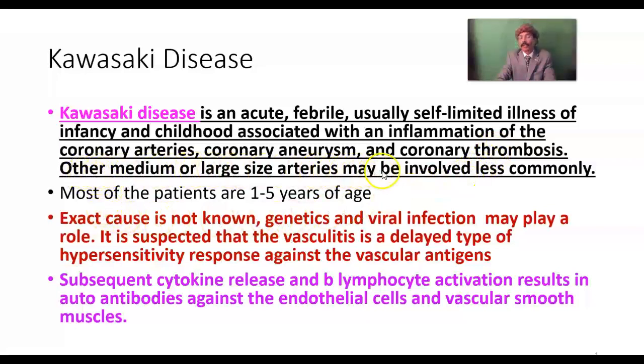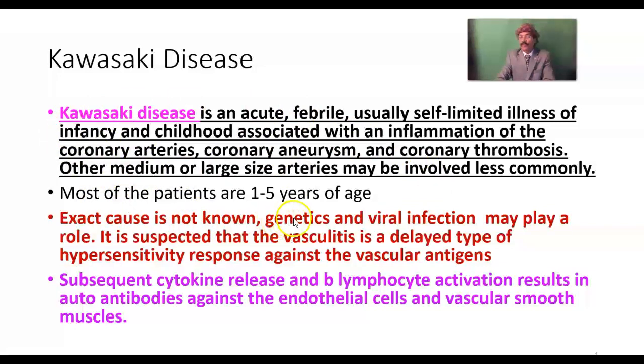Other medium and large size arteries may be involved less commonly, but may be involved in case of COVID-19 infection. In that condition, even the aorta may be involved. Most of the patients are 1 to 5 years of age, maybe of East Asian descent, but it is now a problem of the globe. It is not necessarily a child from Japan or Korea or Eastern China. It is a global disease, but more common among the East Asian or the Japanese population.